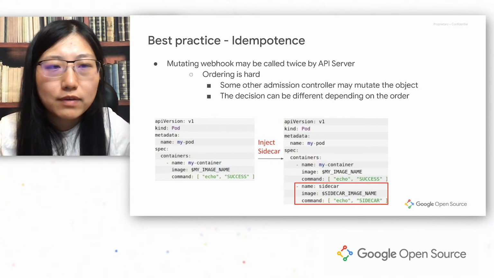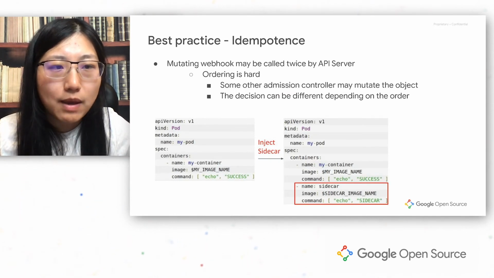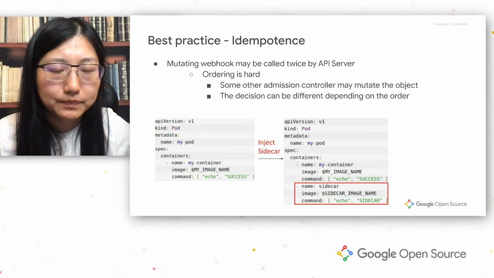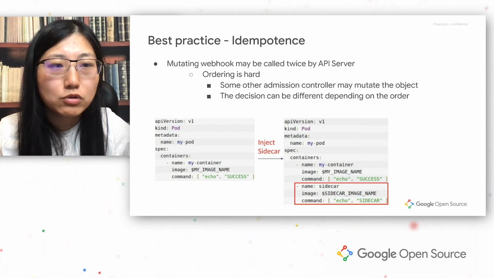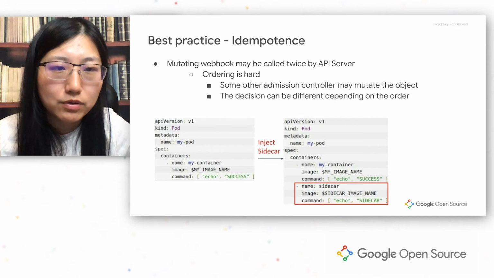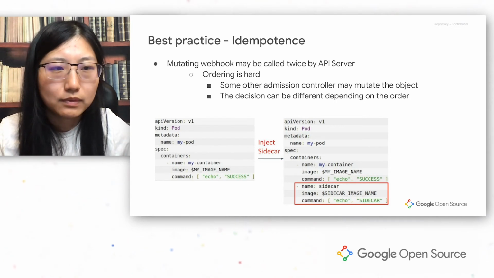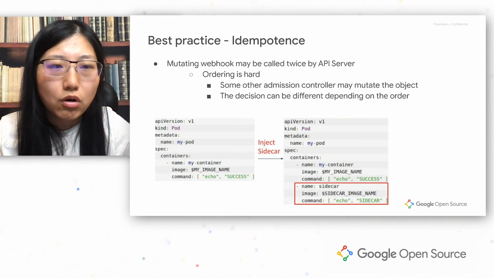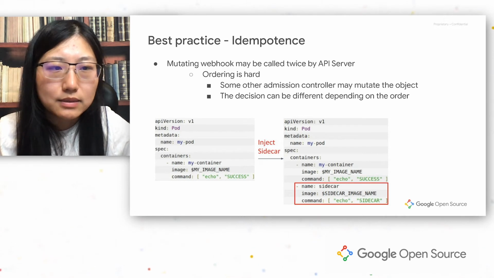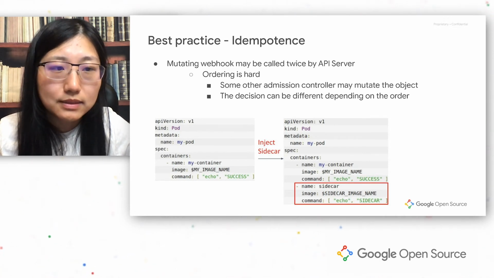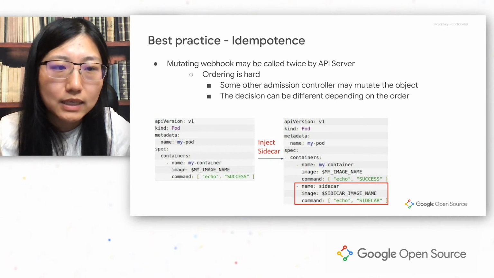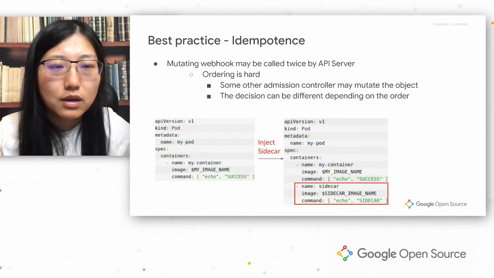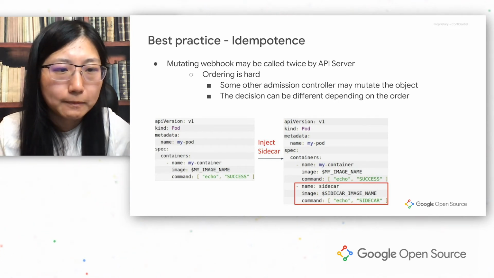So why do we want the mutating webhook to be idempotent? Because a mutating webhook may be called twice by the API server. A single ordering of mutating admission plugins just does not work for all cases, because some other admission controllers may mutate the object, and the decision may be different depending on the order. Let's take a look at an example.